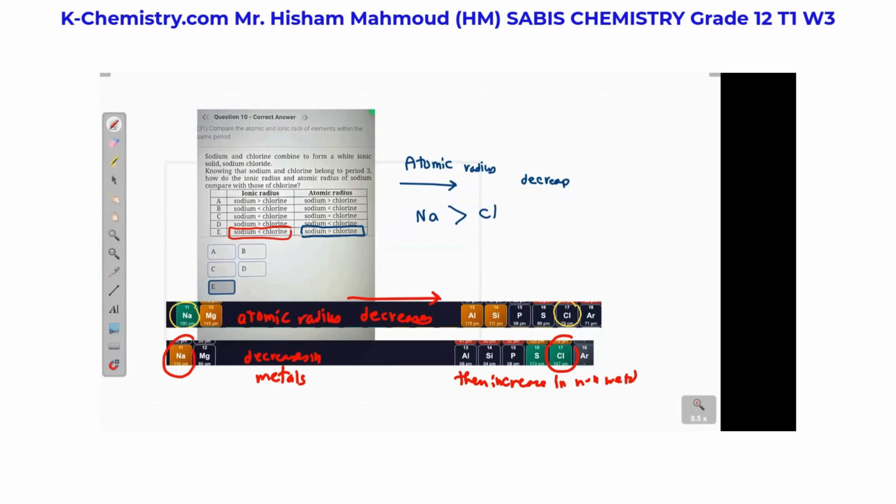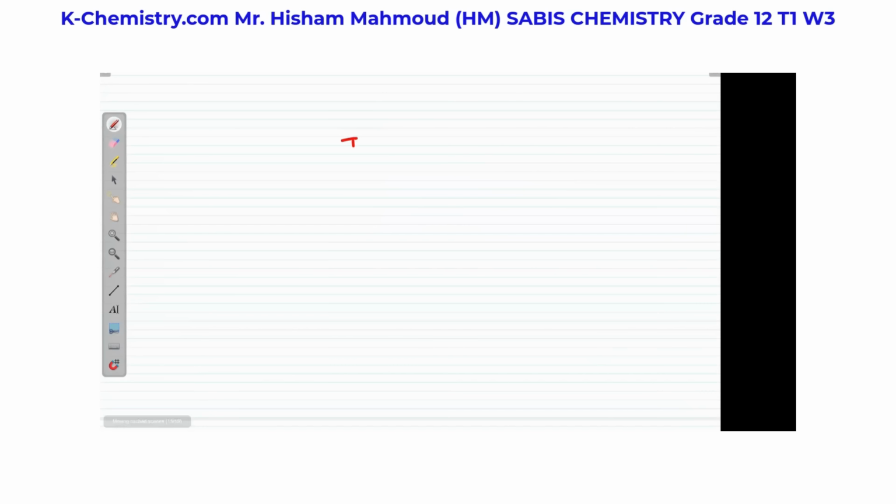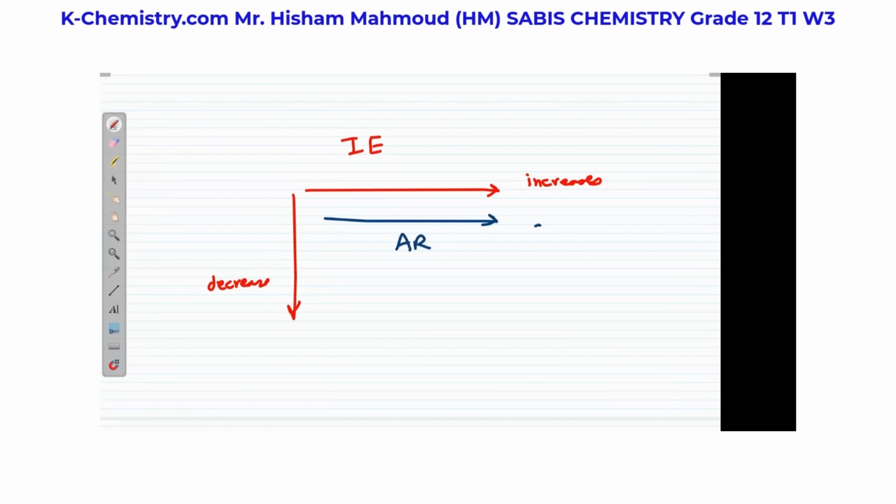Okay, you must memorize the trend. So let's memorize them. Ionization energy, when you go to the right, it increases across the period, and it decreases down the group. The atomic radius is the opposite. So atomic radius decreases across the period and increases down the group. The ionic radius is crazy.